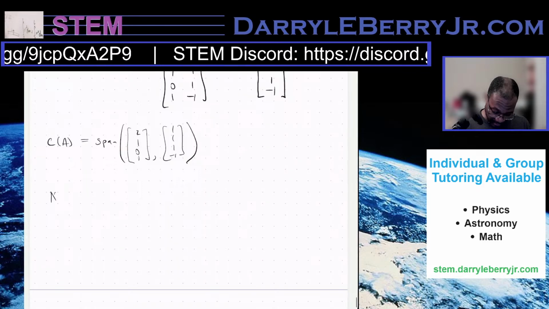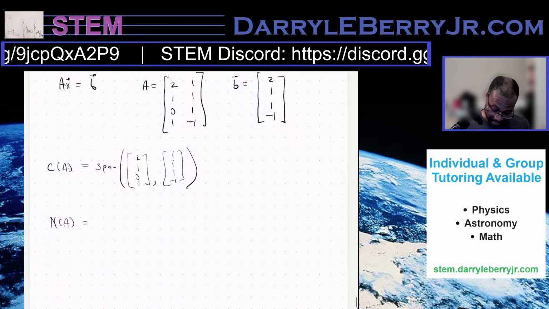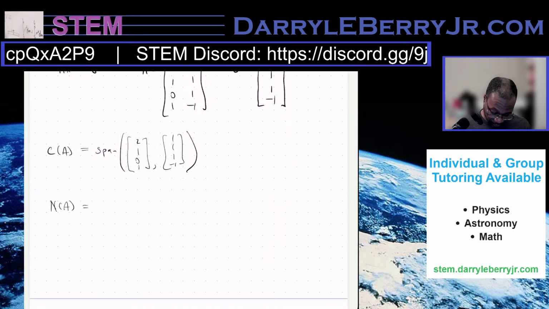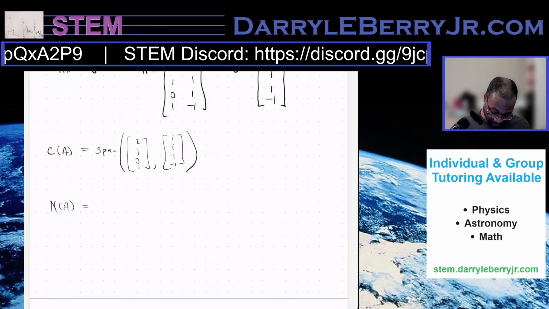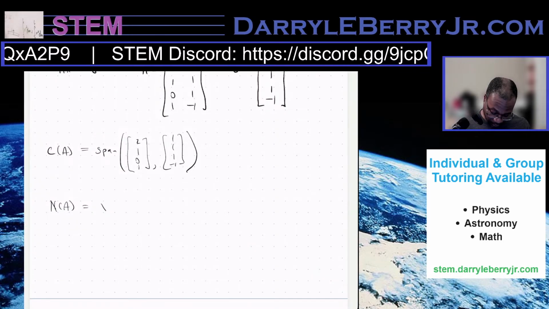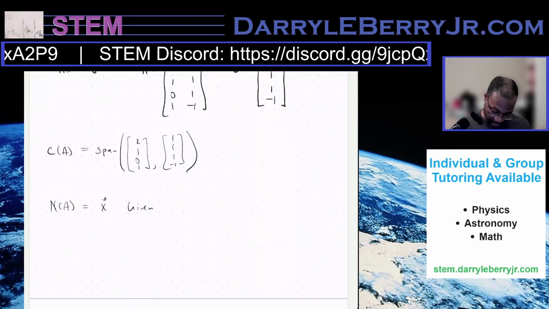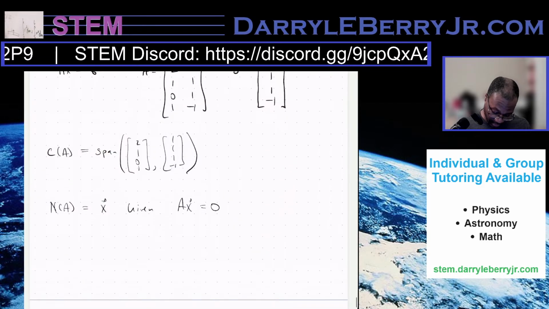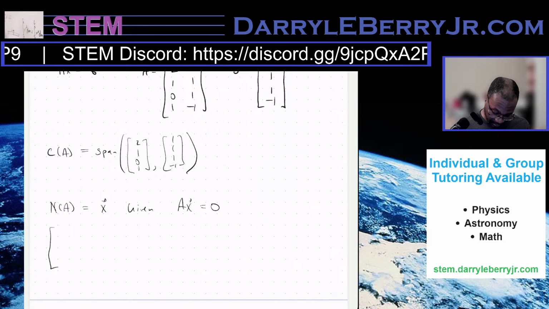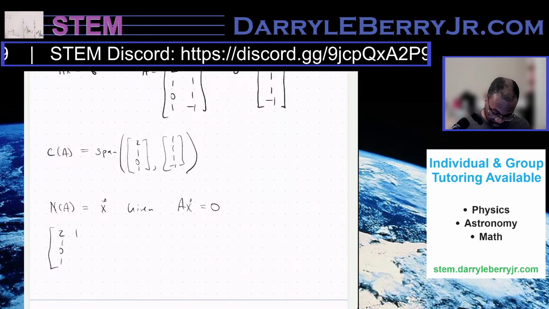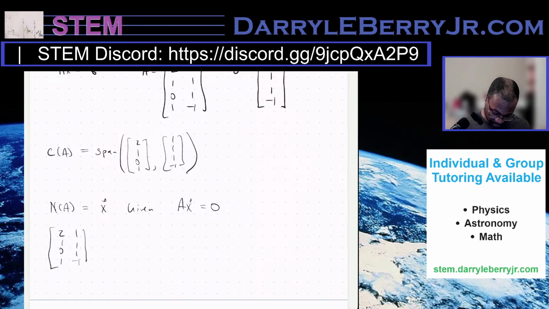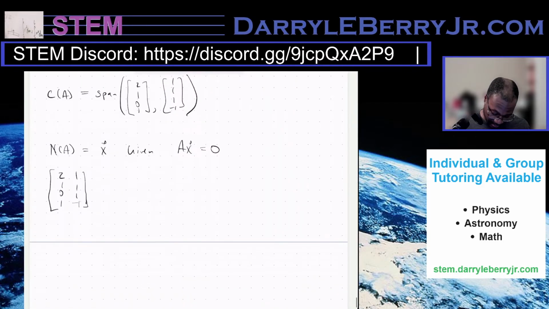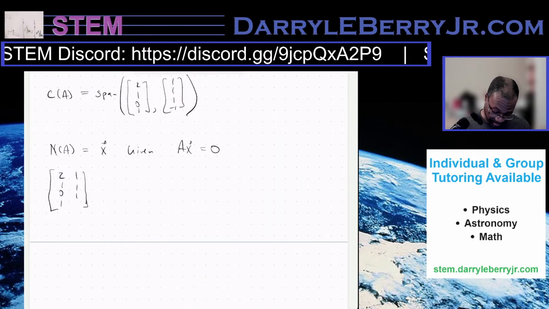And the null space of A equals the solution to, say, x given Ax equals 0. So we'll solve for that. We're imagining 0 on the right side, so we'll do like the textbook does and simply not write the zeros.